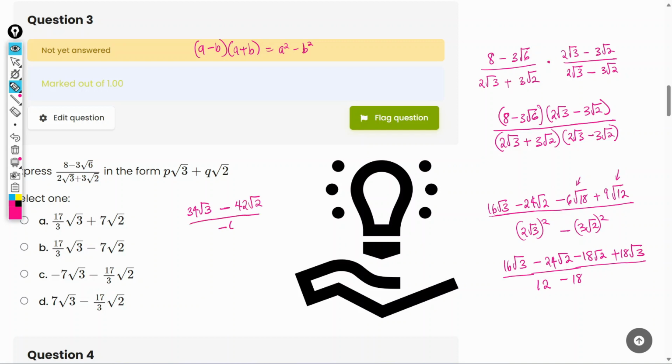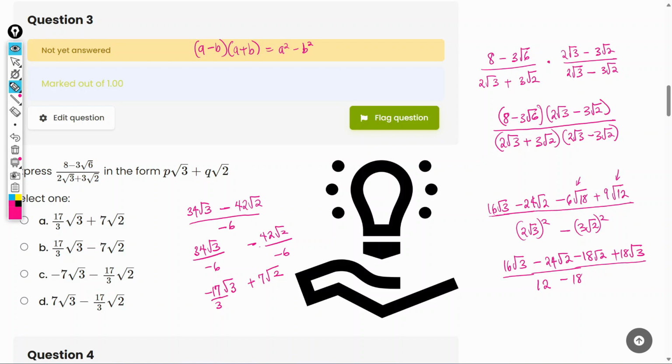Over negative 6. So that would be 34 root 3 over negative 6 minus 42 root 2 over negative 6. When I divide this, I'll have minus 17 over 3 root 3. And then when I divide this, I would have plus 7 root 2. So anything that gives me plus 7 root 2 and minus 17 root 3 over 3.